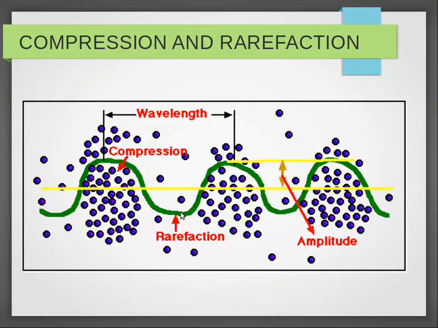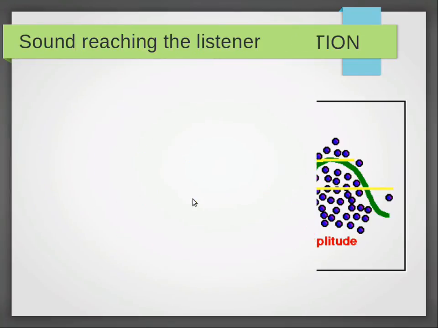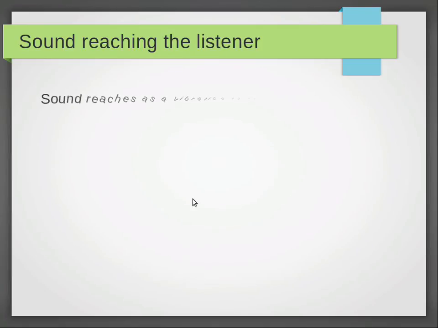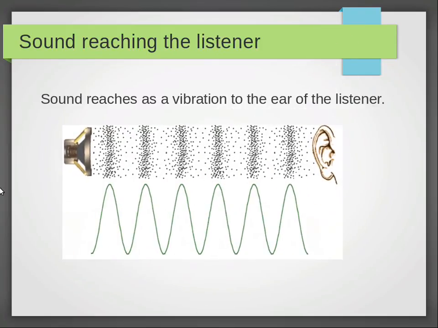So a longitudinal sound wave comprises a compression and a rarefaction alternately. Sound reaches the ear of the listener as a vibration. In the given figure, a sound originating from a speaker is a vibration disturbing the particles of the medium. The particles immediately vibrate the nearby particles, setting them in motion, resulting in a high density region known as compression and an immediately adjacent low density region known as rarefaction.